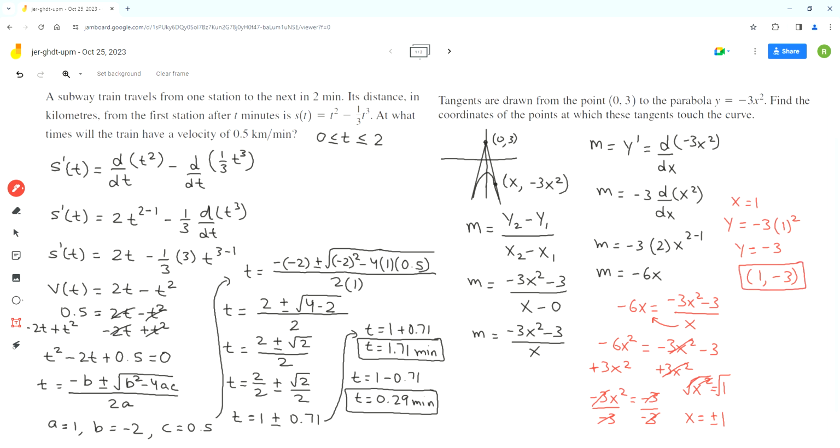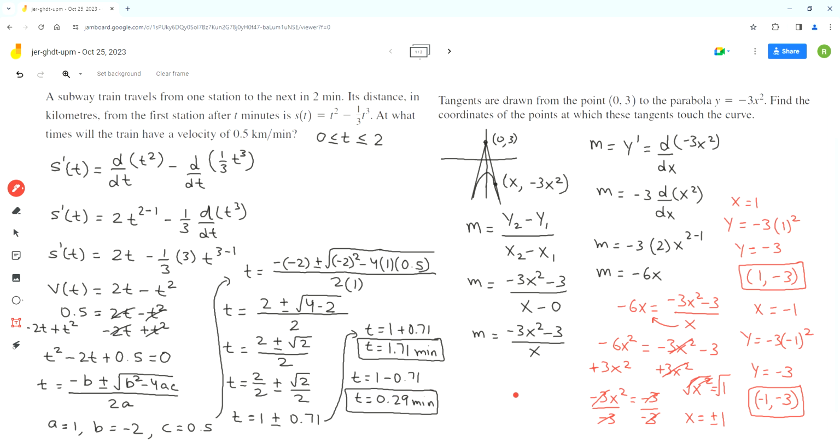Now for the second point, we'll use the x value negative 1, and we'll sub in this x value in the equation of the parabola. So we get negative 3 times negative 1 squared. Now negative 1 squared is equal to positive 1. So negative 3 times positive 1 is negative 3. So the other point is (negative 1, negative 3). These are the 2 points at which these tangents touch the curve.